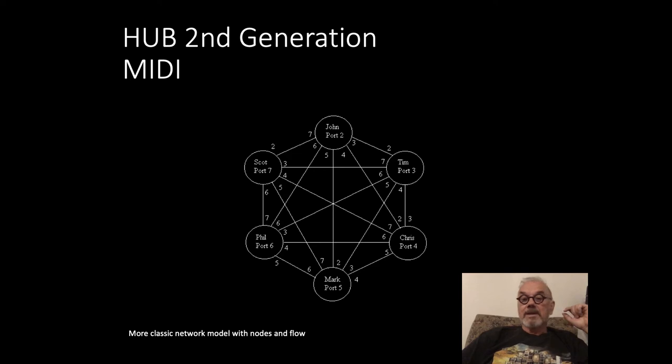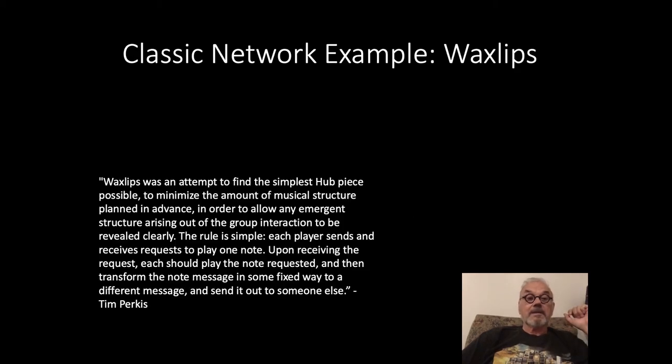And then we moved on to MIDI. This was a way of using the MIDI definition that came out in 1983 but wasn't really realized in synthesizers very much by people. In this thing, if I get a message from John, it's showing up as coming on channel 2. And if he gets a message from me, it shows up as channel 6, and so on. So we could see the messages from individuals in the ensemble by what MIDI channel they were on. Here's a classic piece called Wax Lips. It was an attempt to find the simplest Hub piece possible, to minimize the amount of musical structure planned in advance and allow any emergent structure to arise.